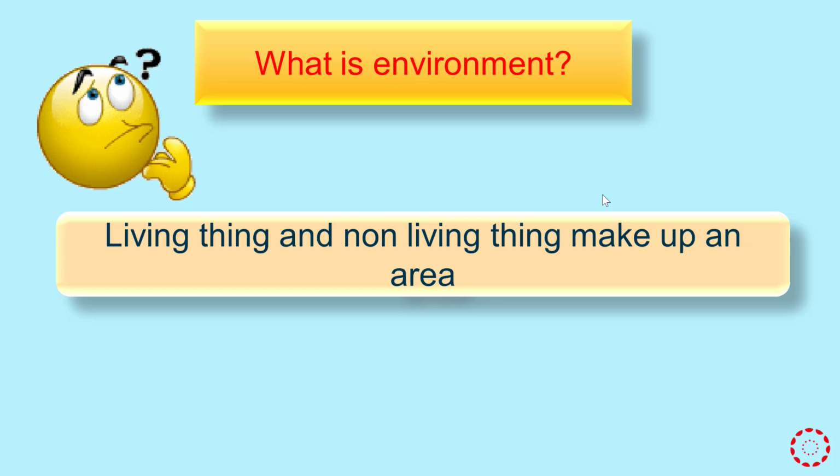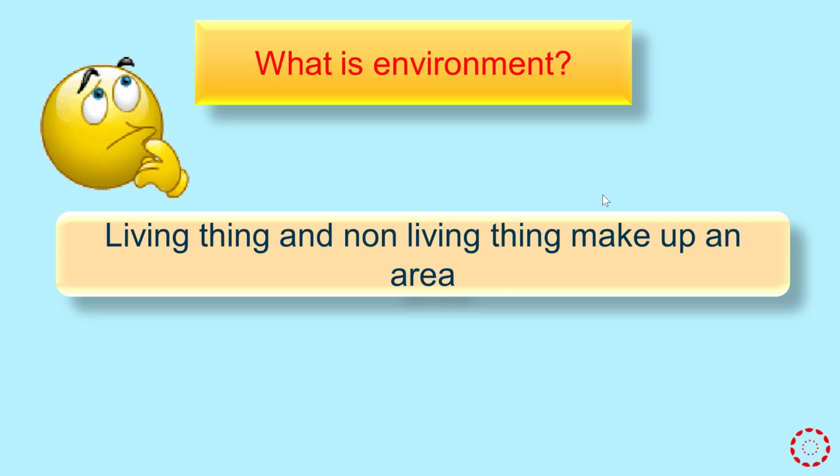What is the environment? When you go to a place like a forest, a desert, or a city, you can see living things and non-living things in this place. For example, in the forest you can see animals, birds, and plants. Also you can see non-living things there like mountains, rocks, and water. So this place that has living things like animals, plants, and humans, and non-living things like the sky, mountains, and rocks, we name it environment.